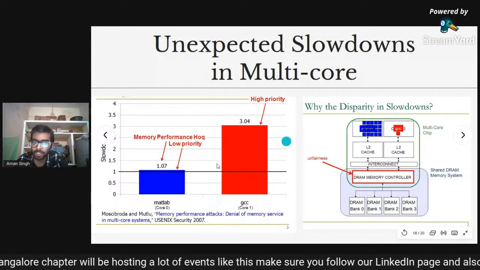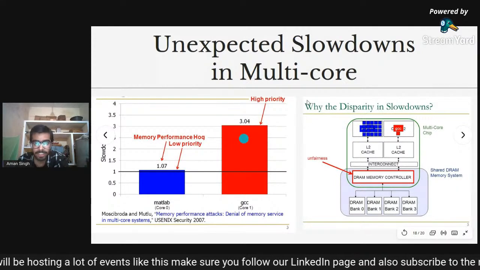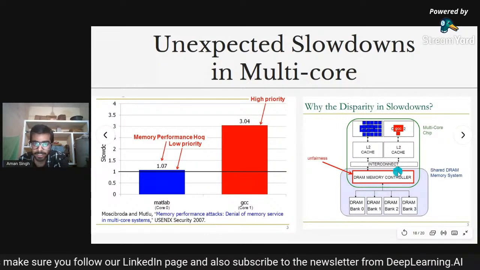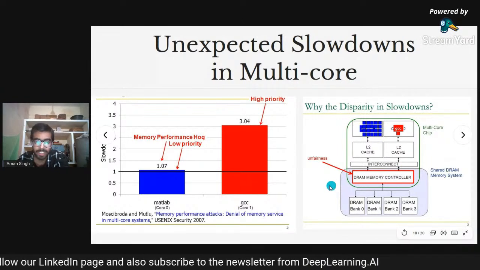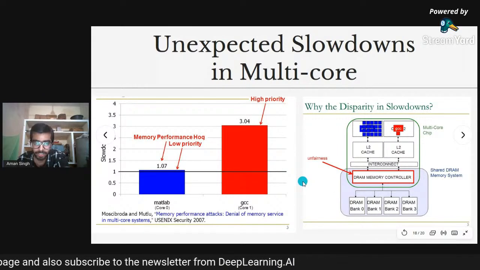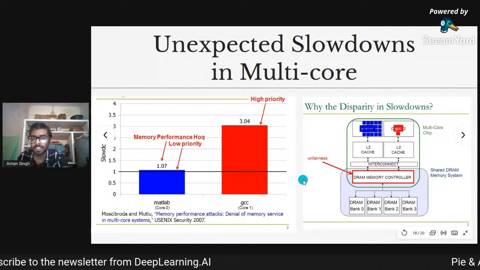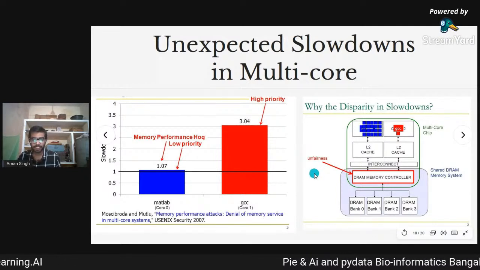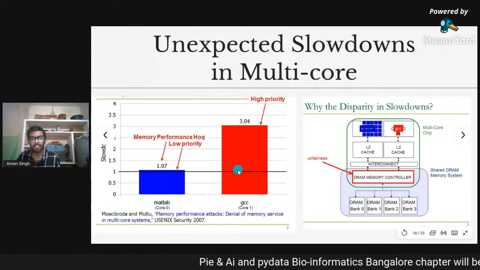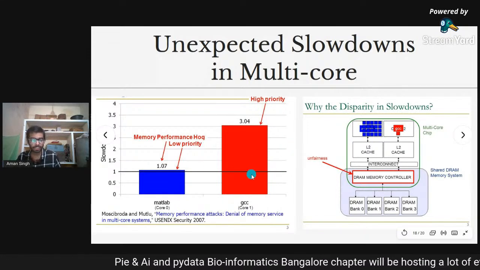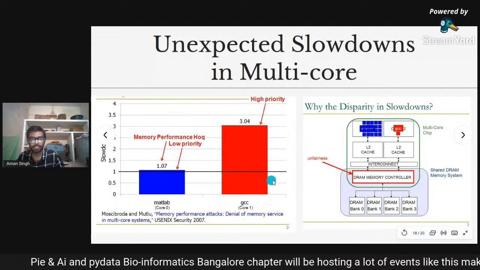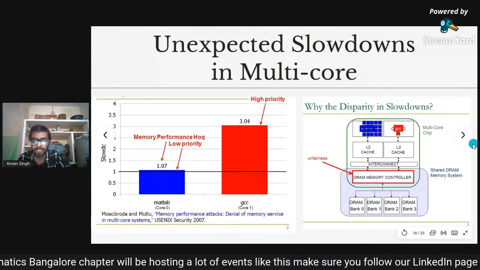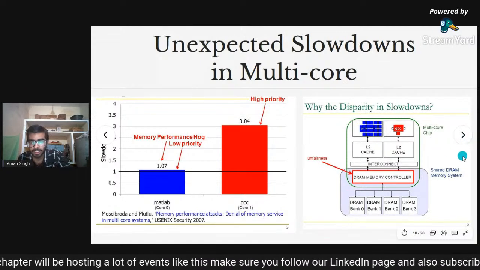And it is not an OS problem also, because we changed the priorities of MATLAB and GCC, and nothing changes. And it is not caused by thermal either, like one core is heated and the other core is not heated. This was also not the problem because it's too random, they were at around the same temperature when the experiment was conducted.